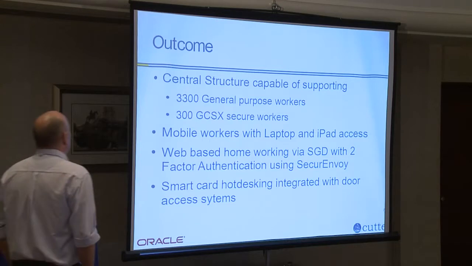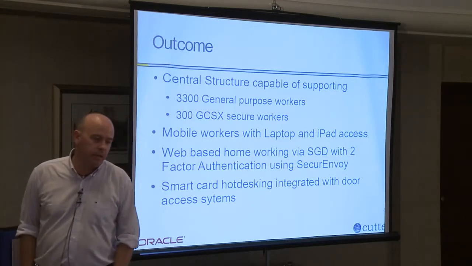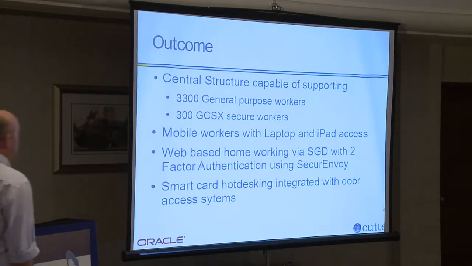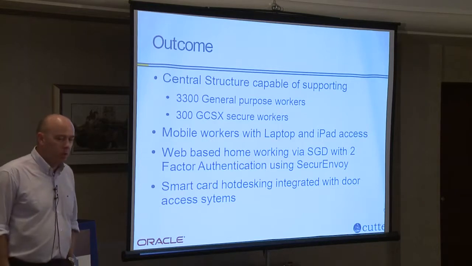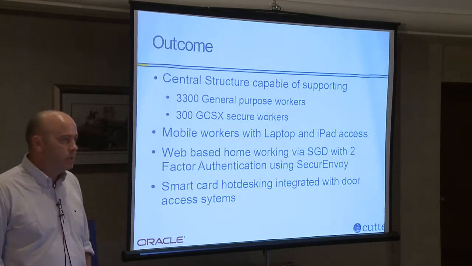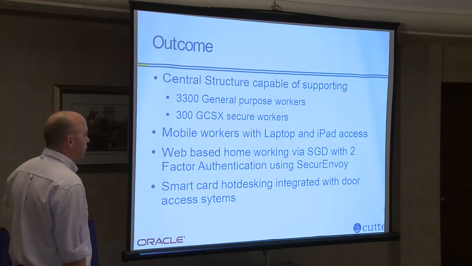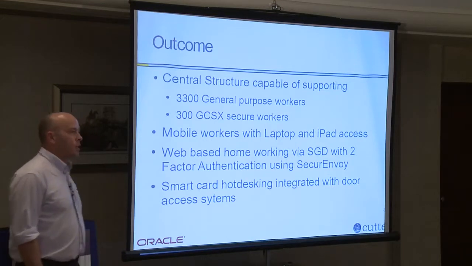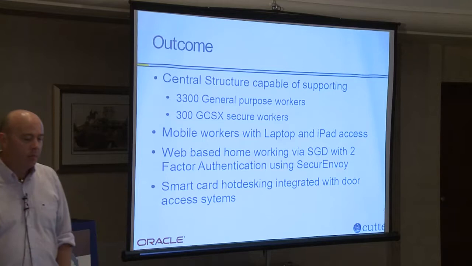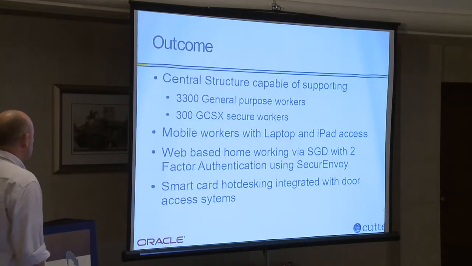So what we've ended up with is a central infrastructure in their central data center, with 3,300 general purpose workers and the 300 GCSX secure workers. There are about to be 300 more deployed into a second data center, which will service probably the library system, or the number of libraries that they've got around that require desktop computing, but it will also then be looked at to be used as a DR center as well.